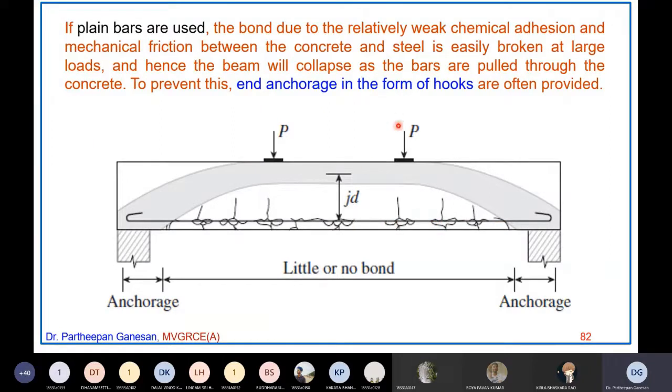What they are saying is, if you provide a very plain steel without any kind of hook, because this is subjected to tensile force, it will easily come out. So to prevent this, end anchorage in the form of hooks is often provided. Like this, if you see here at this point, there is an anchorage, a 180-degree bend on both sides. This should definitely be provided if you are using plain bars.